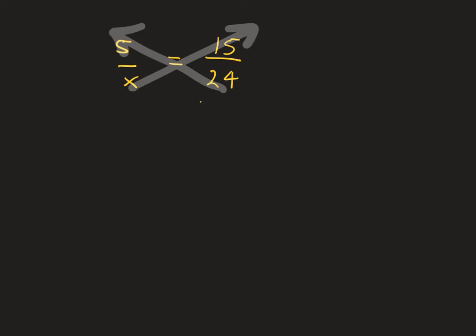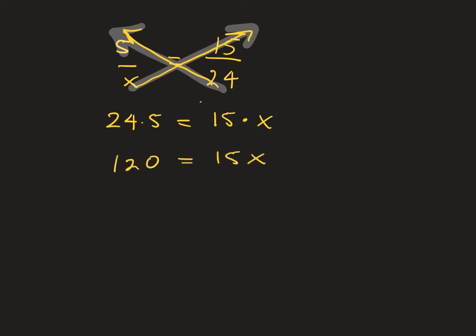So the way this works, going across and multiplying across, we're going to multiply 15 times x and 24 times 5. And working it out, we get 120 is equal to 15x. To solve this, it's a little bit strange now. I've got the x over on one side, but we're going to use the same rules as before because we still need 1x. And we shouldn't panic.